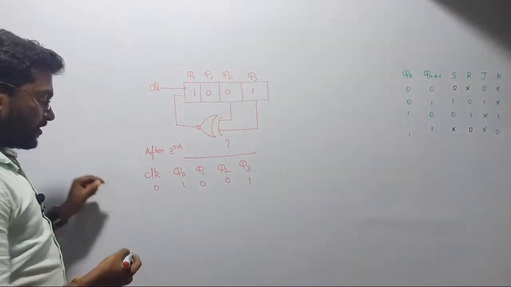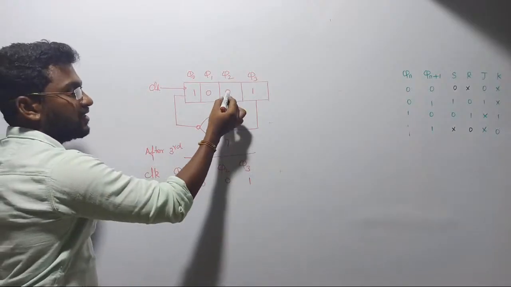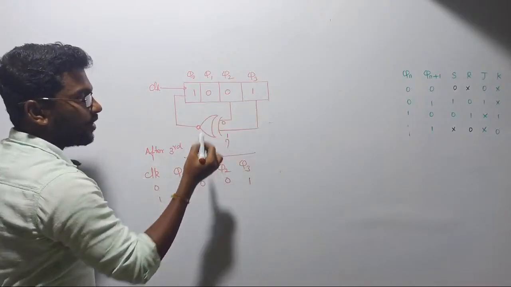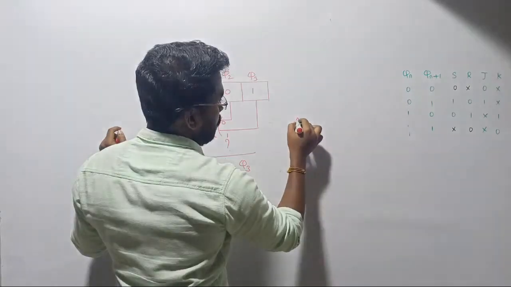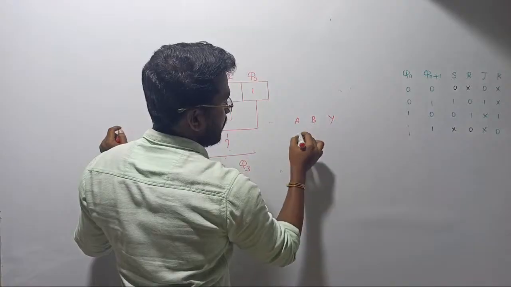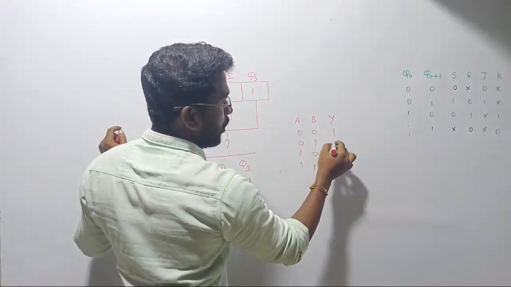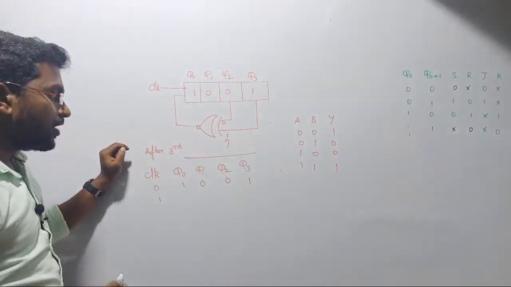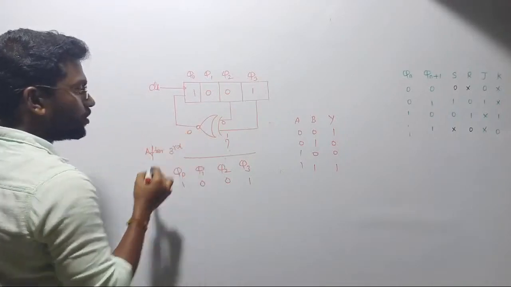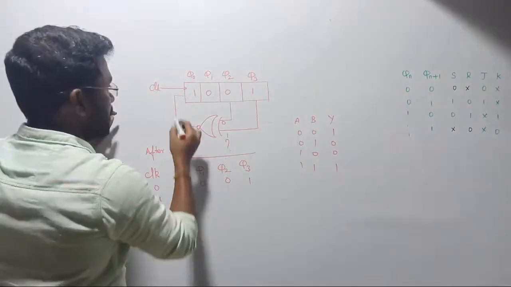Now while applying the first clock, prior to the application of the clock pulse, first you have to understand that this 0 will come here, this 1 will come here, and the gate is an XNOR gate. For the XNOR gate, the inputs A, B are 0 0, 0 1, 1 0, 1 1. For 0 0, you will have 1, and for 1 1, 1. This is the truth table of the XNOR gate. If I give 0, 1, the output will become 0.